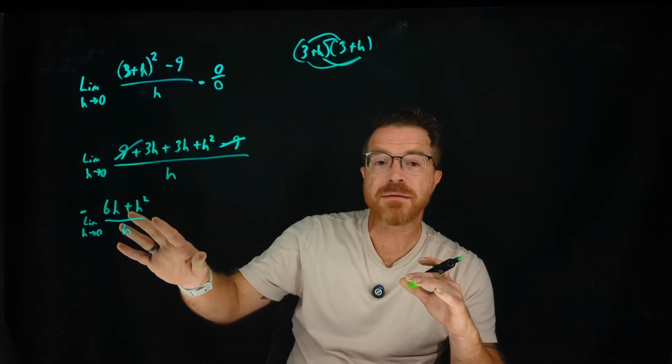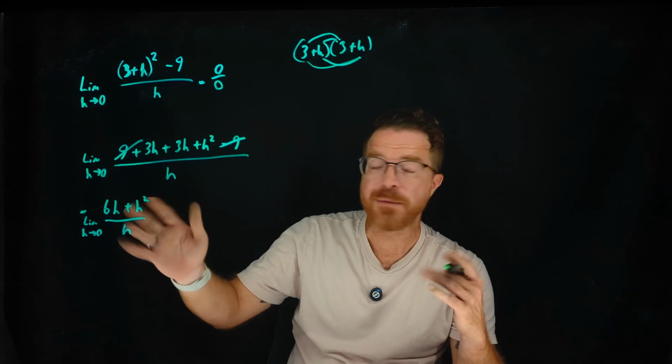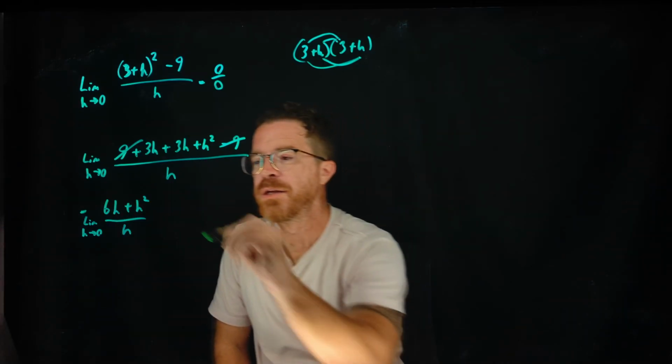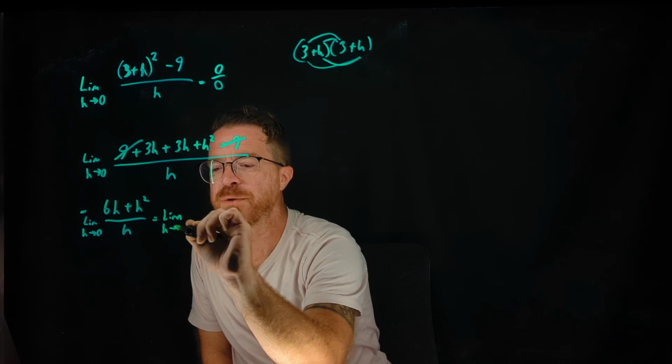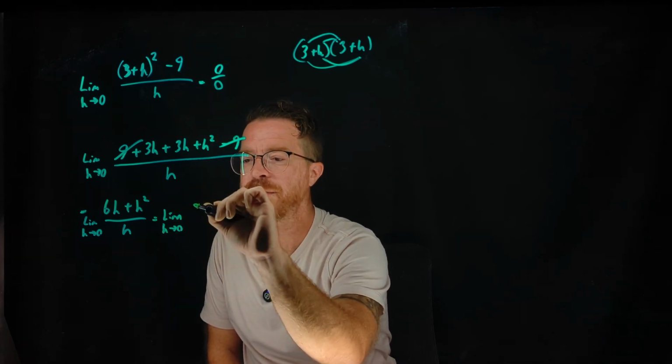So now I'm going to look at, is there any cancellation I can do? And I can, because every one of these terms has an h in it. So this would be the same thing as taking the limit as h approaches 0. I'm going to pull an h out of the numerator.